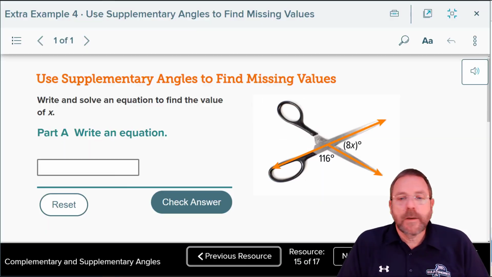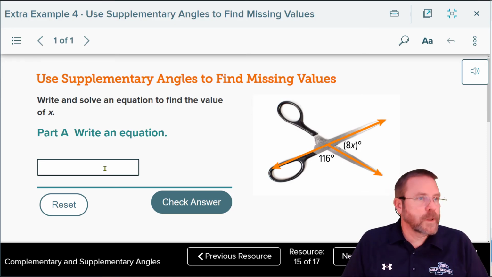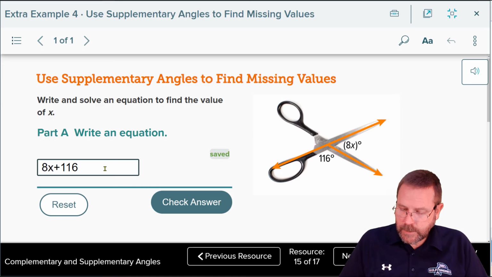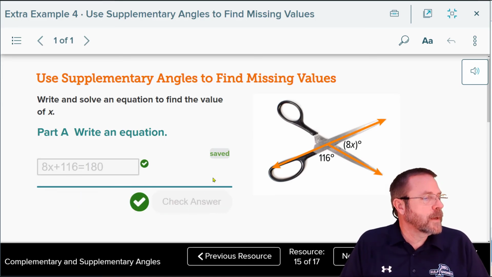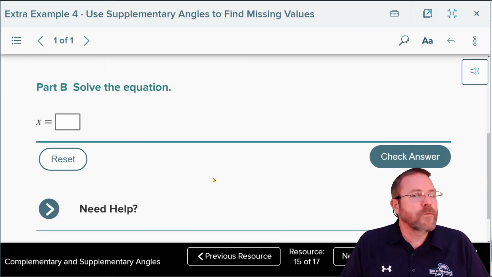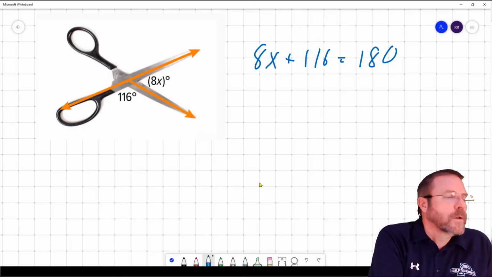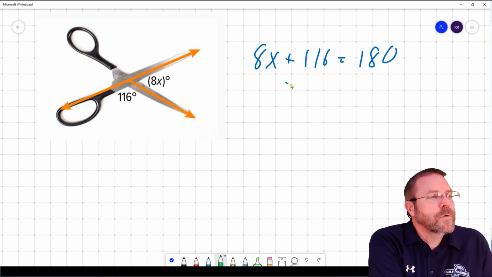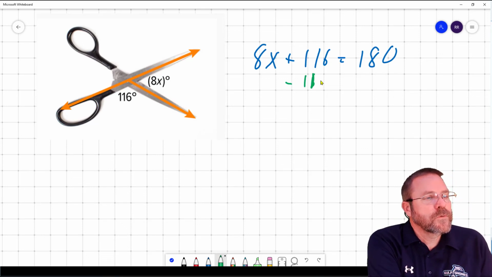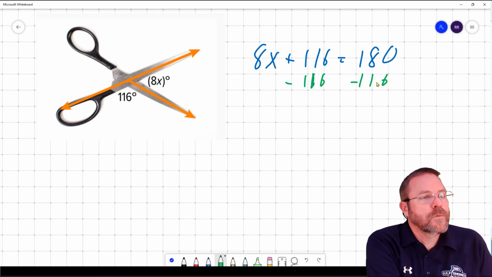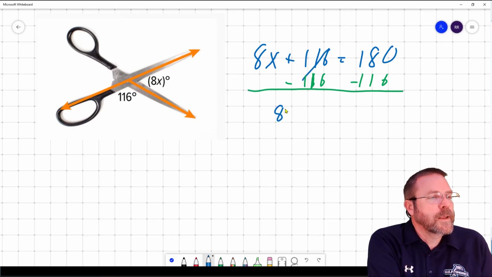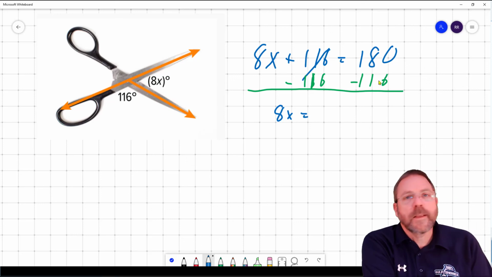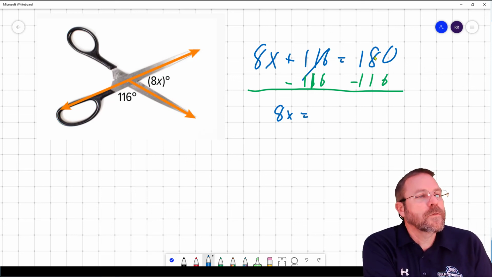Do I need to put that in here? What is the equation? Yep, so I had 8x plus 116 equals 180. We're going to check that, and it checks. And now we need to solve to find out the value of x. To do that, we're going to isolate the variable, undoing addition and subtraction first. Minus 116 on both sides. These are going to zero out, leaving 8x equal to 180 minus 116.